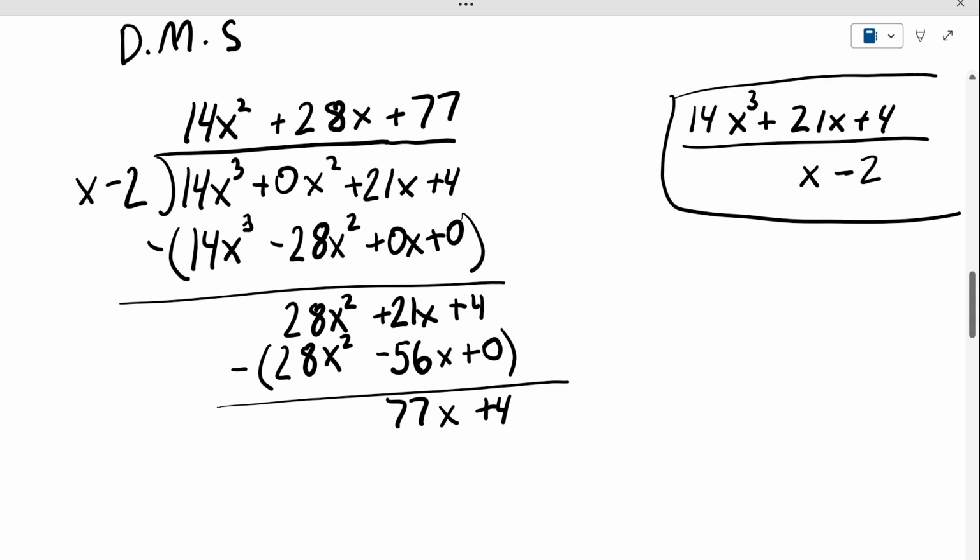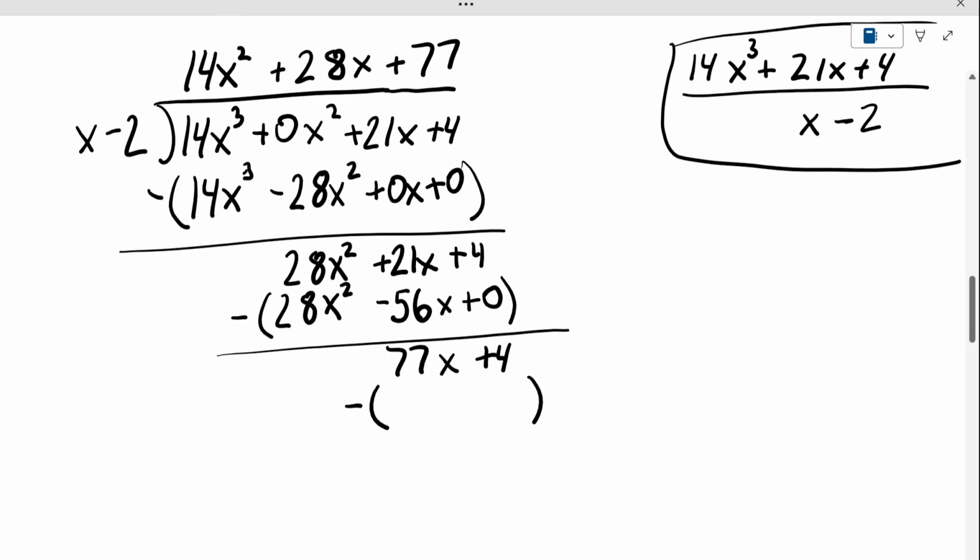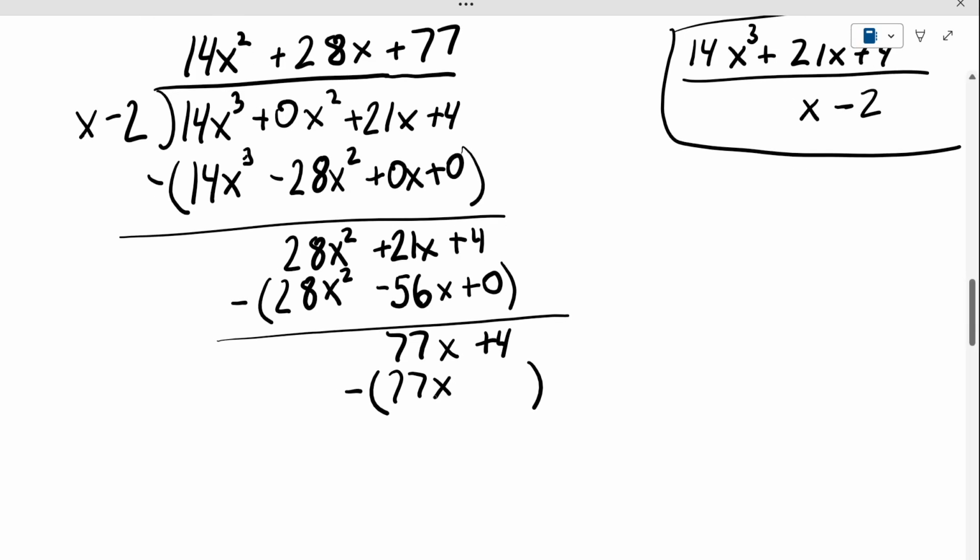And now we need to multiply. Just like last time, nothing's changing now. It's just repeating the steps over and over until we get a solution. So now we have to multiply. What is 77 times x? Well, that's 77x. And now 77 times negative 2.